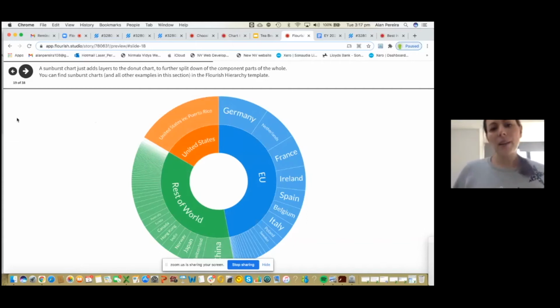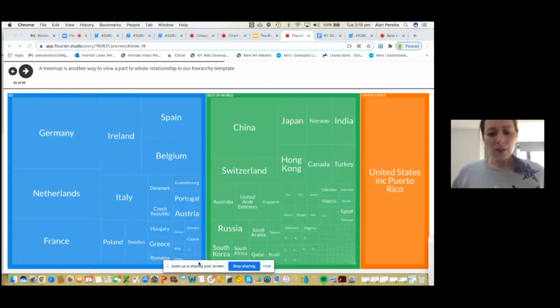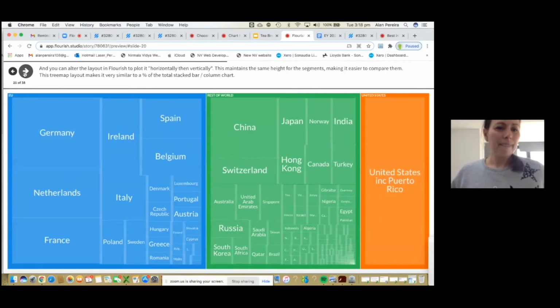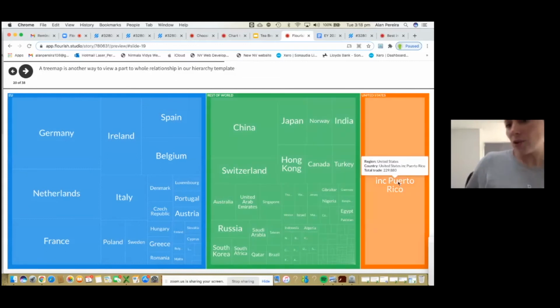If you want to play around with the other forms of hierarchical or part-to-whole presentation, you can click through the different options in our hierarchy template to show a tree map option. So here, this is a tree map. Sorry, it's changed. Yes, sorry. Tree map. So this is a tree map.